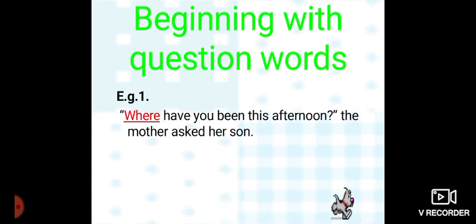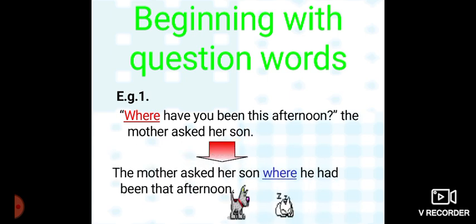So, example one. Where have you been this afternoon? The mother asked her son. Here, where is always a question word. So this sentence begins with a question word. First we are going to see the rules to change that into indirect speech. So the mother asked her son. Instead of the conjunction that, we use the question word that is in the direct speech. We use that same question word as a conjunction. So here, what is the question word? Where. So here we use that as a conjunction.